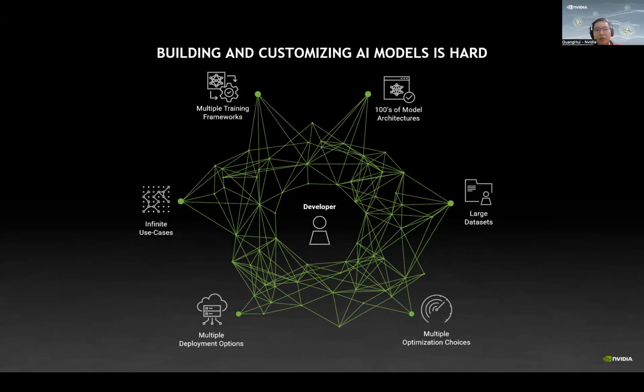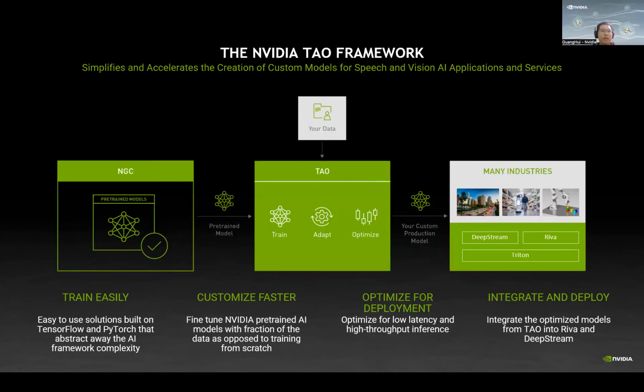Not to mention, there is a huge number of model architectures, like ResNet, where even for one ResNet there are a lot of versions, and YOLO also has a lot of versions. So there is a huge number of architectures you have to select from to train a highly accurate AI model, and also a large dataset that you need to train on. There are also a lot of optimization choices, like converting it into an engine and then doing some calibration.